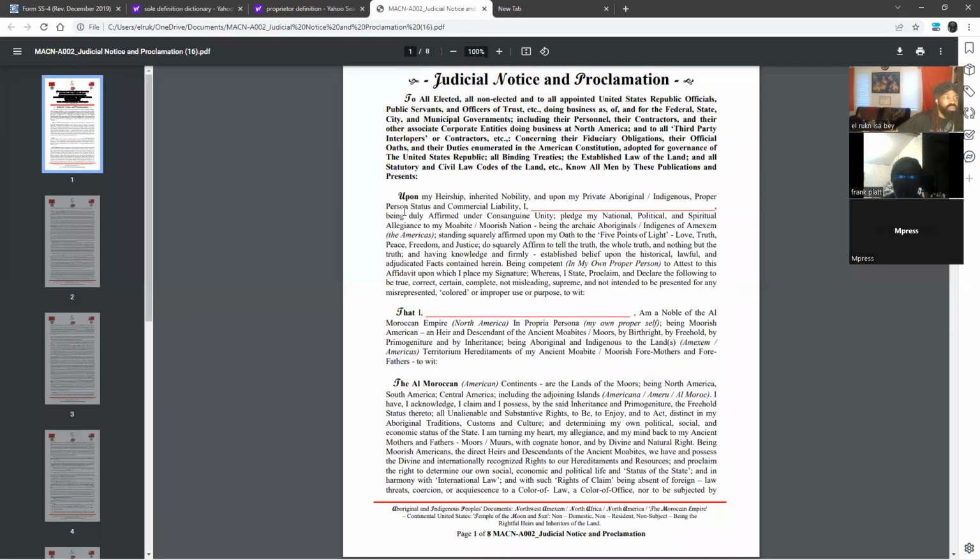So now I, being duly affirmed under consanguine unity, pledge my national, political, and spiritual allegiance to my Moabite Moorish nation, being the archaic aboriginals, indigenes of Amexem, the Americas, standing squarely affirm upon my oath to the 5 points of light, love, truth, peace, freedom, and justice, do squarely affirm and tell the truth, the whole truth, and nothing but the truth, and have knowledge and firmly established belief upon the historical, lawful, and adjudicated facts contained herein, being competent in my own proper person to attest to this affidavit upon which I place my signature.